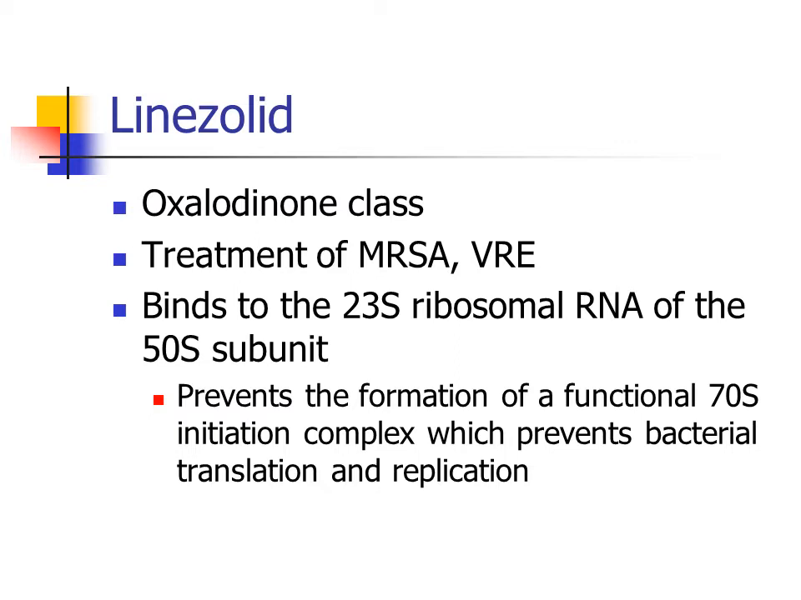How linezolid works is through binding to the 23S ribosomal RNA of the 50S subunit, and that's a lot of detail, but really what it's doing is, again, preventing bacterial translation and replication, interfering with protein synthesis, and thus making a bacterial cell that's no longer viable.